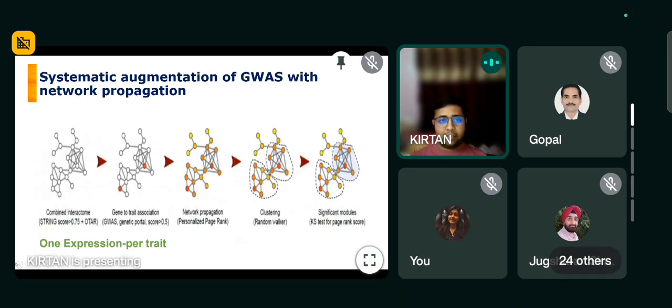Okay. Systematic augmentation of the GWAS with the network propagation. When we are talking about expression per trait, and when we are talking about STRING score, GWAS score, personalized PageRank, we must combine all the significant modules. Like the trait association study, the network propagation study like PageRank. PageRank is one of the methodologies, like a heat method, where we see which node has the highest number of connections.